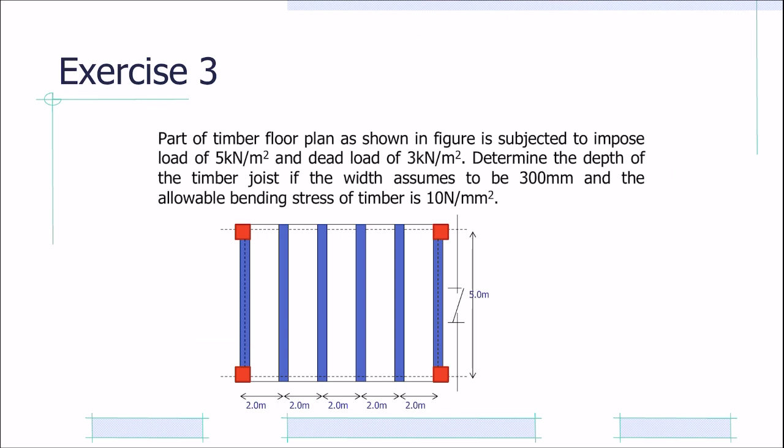Part of timber floor plan as shown in figure is subjected to imposed load of 5 kN per meter square and dead load of 3 kN per meter square. So both of this is W.